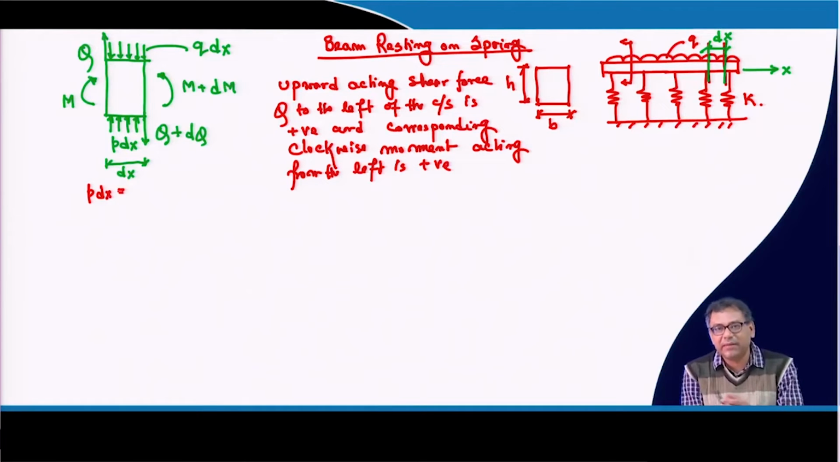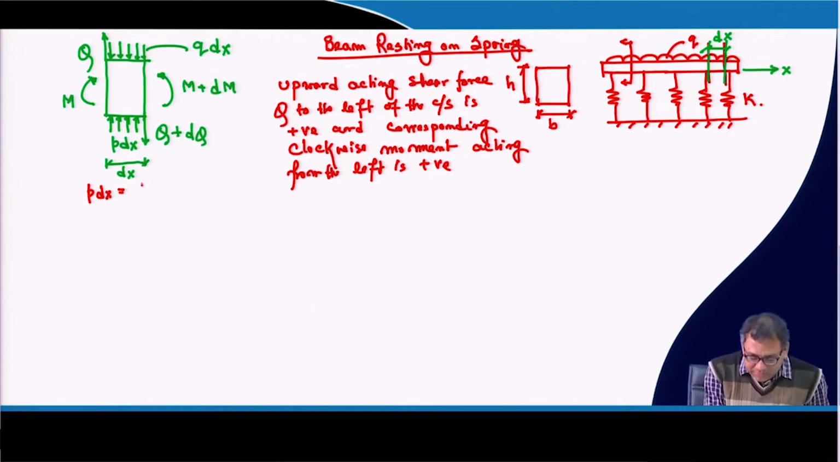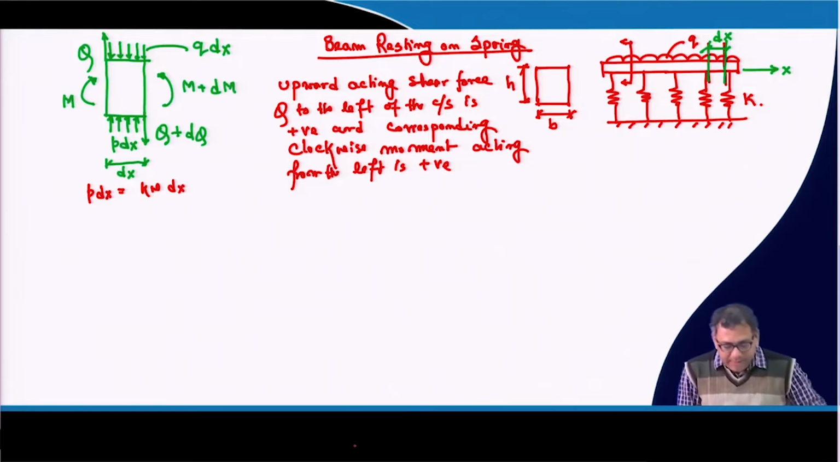Now this q dx, this q is basically the stress acting on a Winkler spring. If the stress is acting on a Winkler spring, that is equal to k into w. So this q will be k into w into dx. Okay. And now, if you see, this q unit is kilonewton per meter.